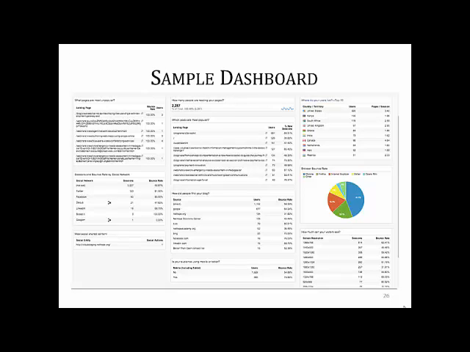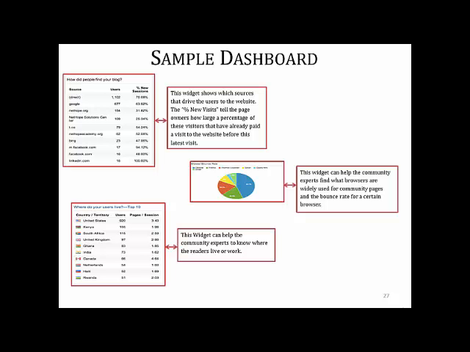The team now provides a sample view of a dashboard that can be seen by the community page owners. Details of each of these tabs are below. The first tab involves how to find your blog. This shows which sources drive the users to the website. The percentage of new visits tells the page owners how large a percentage of these visitors have already paid a visit to the site before this latest visit.